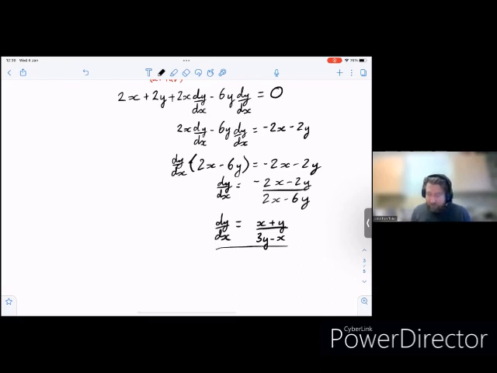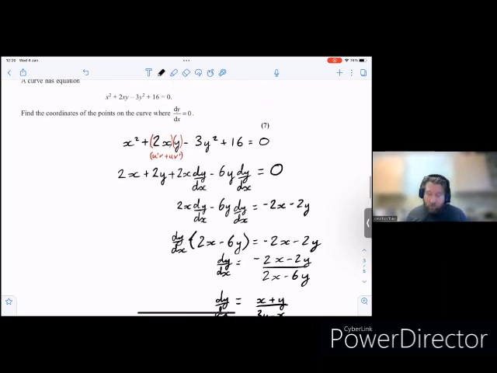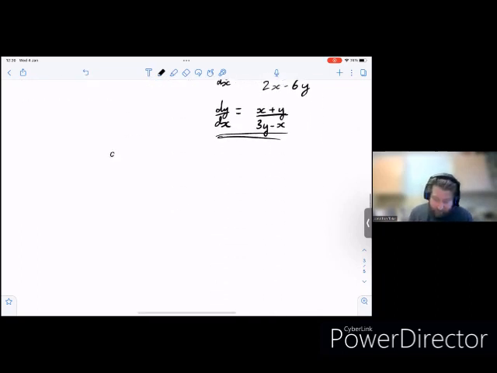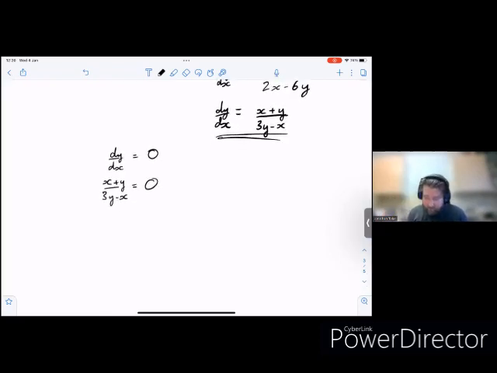Okay, so that's my expression for dy by dx. Now, the question is asking us to find where dy by dx equals 0. So start with that equation, dy by dx equals 0. That means (x plus y) over (3y minus x) equals 0. And now we've got a fraction equaling 0, which is quite nice because if you've got a fraction equaling 0, that means the numerator must be 0.